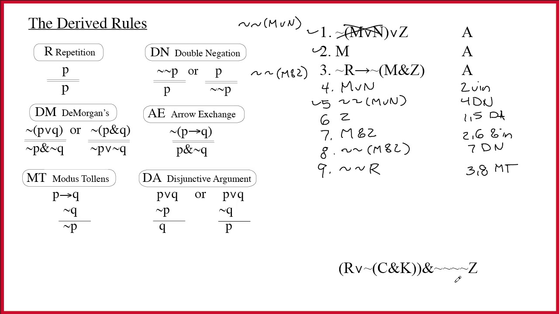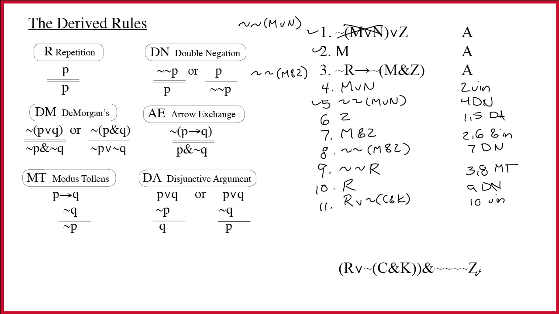Because take a look at our conclusion. It's r wedge tilde c and k and tilde tilde tilde tilde z. Well, it's a little crazy, but see, we have tilde tilde r. So let's do another double negation, this time getting rid of some tildes. 9 dn. Now we have half of r wedge tilde c and k, so let's use our favorite rule, wedge in, and just pull that tilde c and k out of thin air. 10 wedge in.